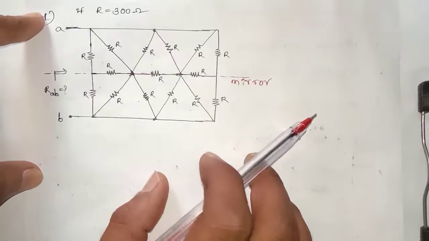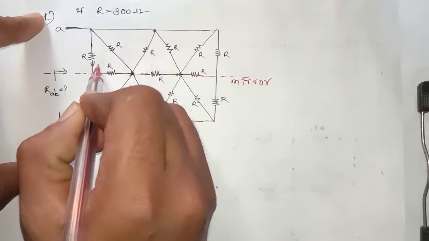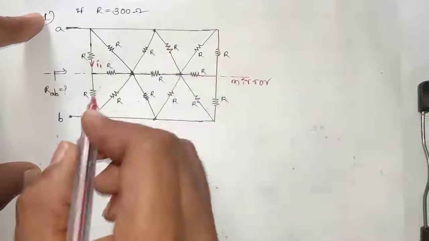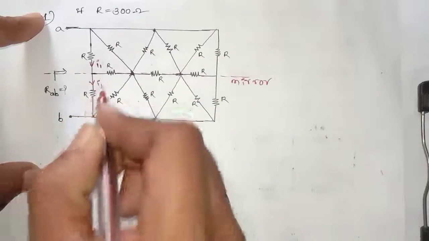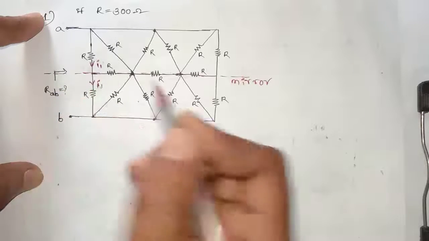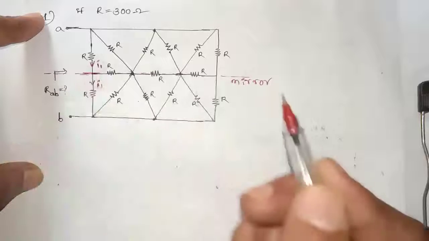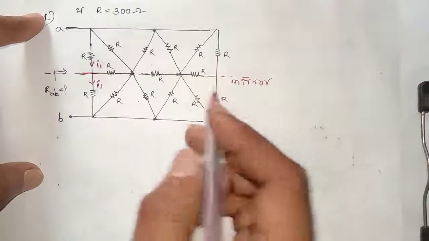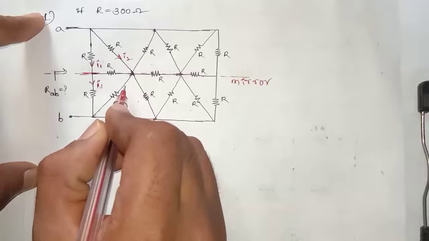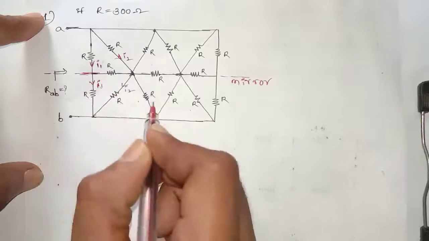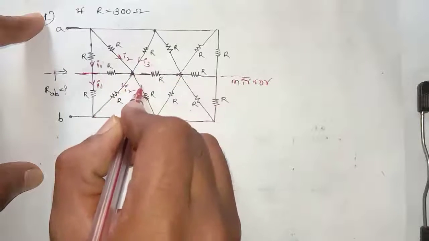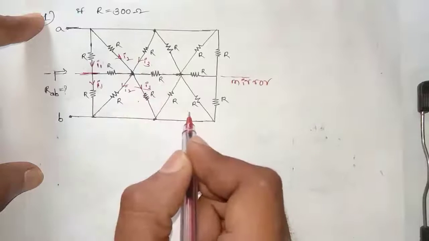The second point is whatever current is flowing through this resistor, I am taking the current as I1, that needs to flow from this resistor because the mirror is present. The reflection of this I1 needs to be present at this side because the mirror is present in between. In the similar way, if I2 current is flowing from this resistor, then I2 needs to flow from this resistor because of the mirror symmetry concept. If I3 is flowing from this resistor, then I3 needs to flow from this resistor.